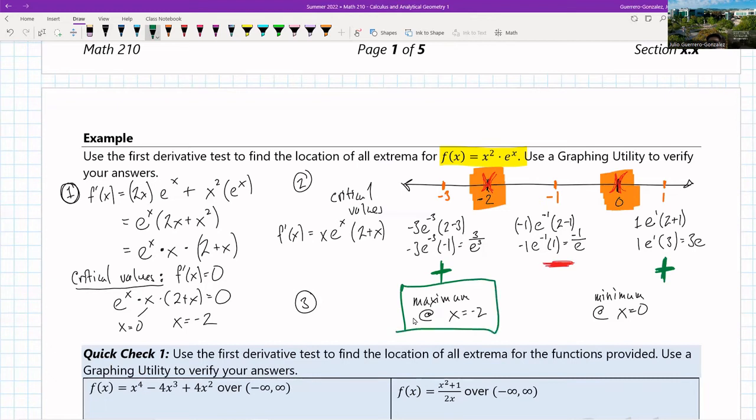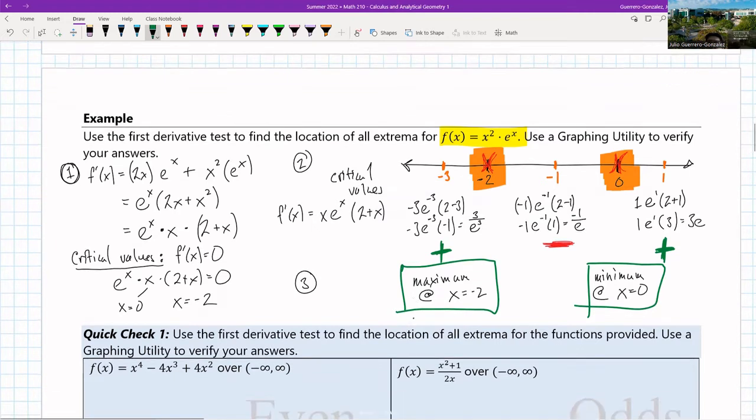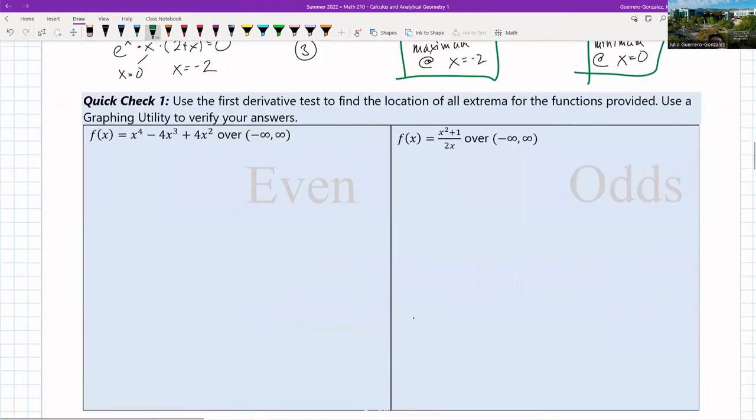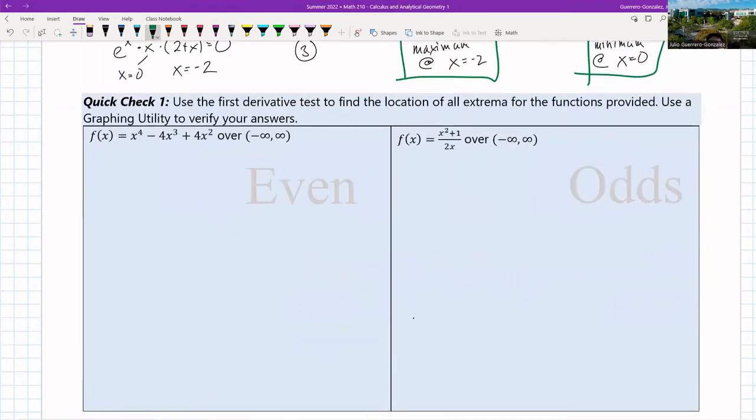So notice I didn't really have to graph this. This is how the first derivative test works. It tells you if you have a maximum or minimum. That's it. Okay. What comes up next here is a quick check. Thankfully, it's only odds and evens. Try to do this without graphing it. Obviously, you can go ahead and graph it afterward, but really try to do it without graphing it first.